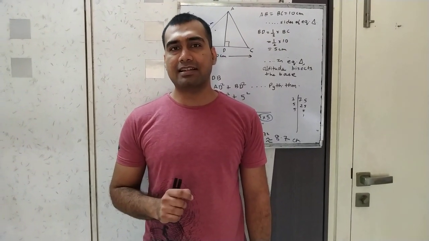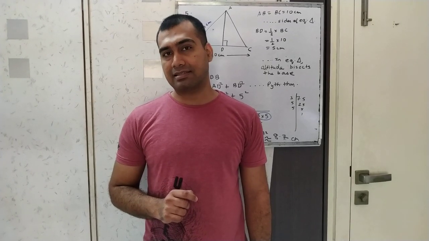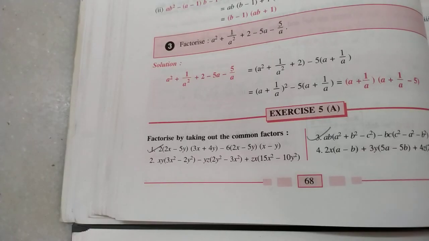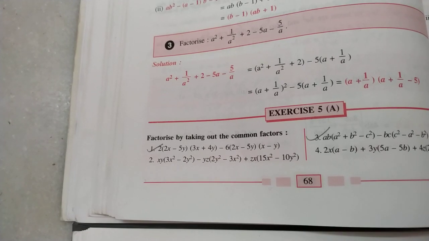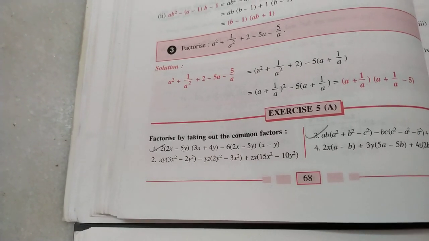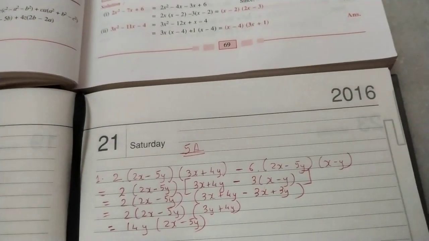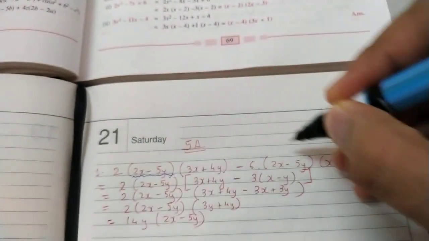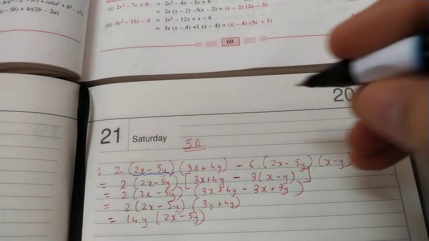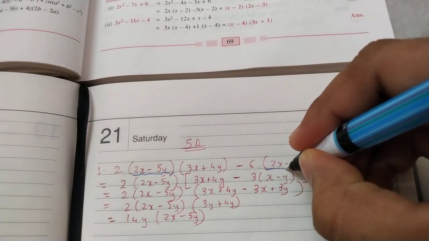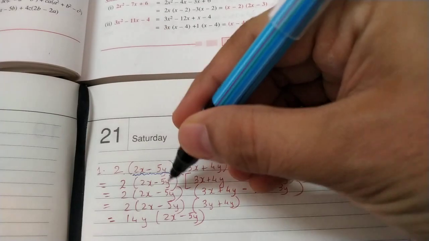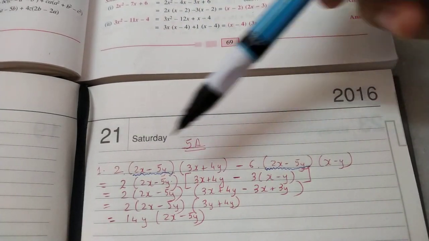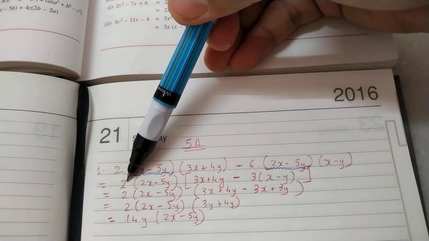Let's study 9th standard ICSE Math exercise 5A and 5B. Factorize by taking out the common factors. First sum. Here we can see that this bracket and this bracket is the same, so I can take it out common. Also between 2 and 6, 2 is common, so I'll write it here.